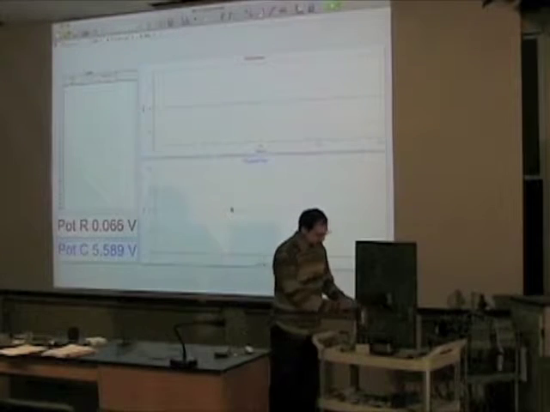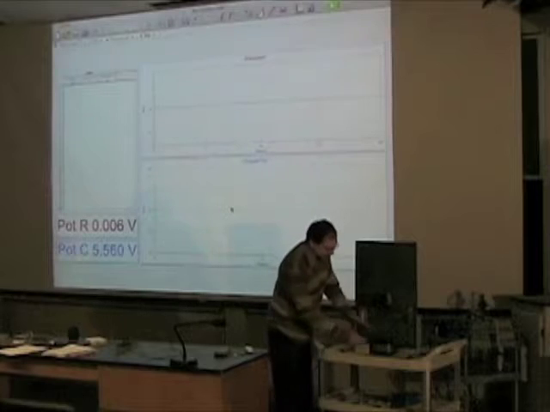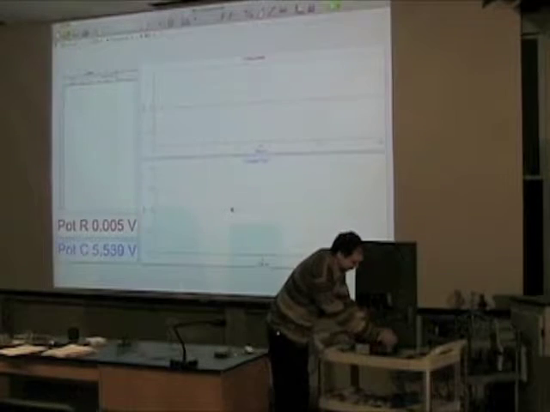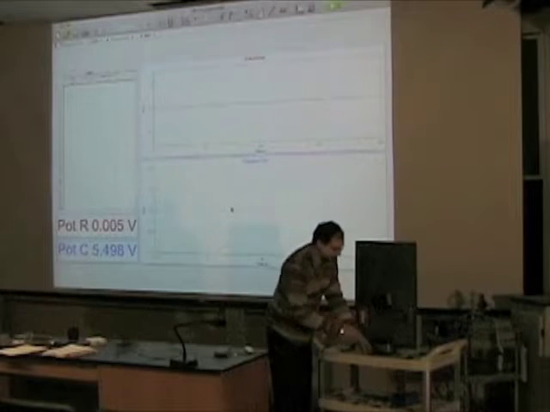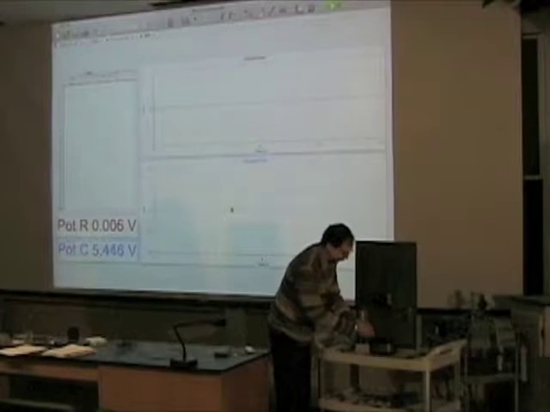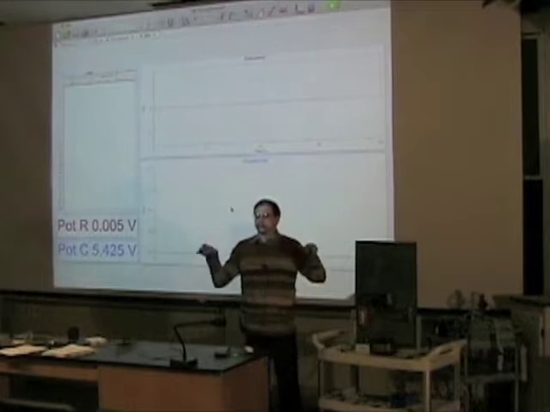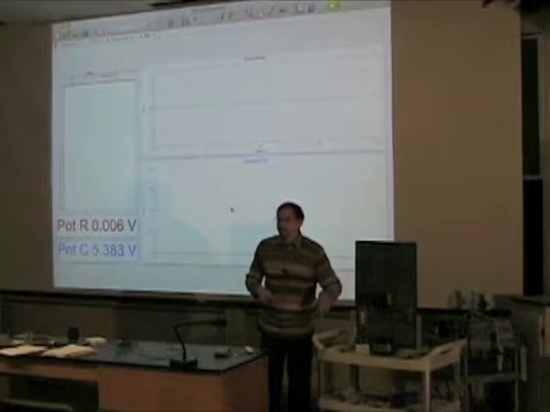Well, first of all, I want to discharge the capacitor. So first I want to open this switch. I want to take out the battery. Of course, I need to connect the circuit back, and when I close the switch, it's going to be closed.